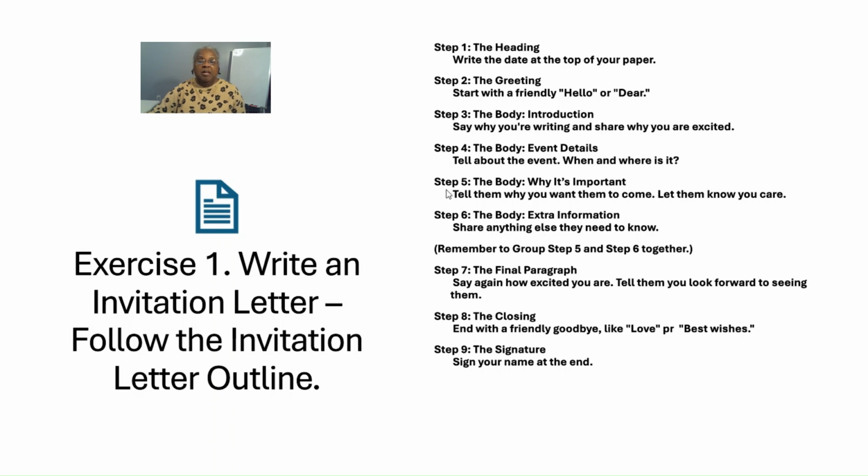Step 5, write why it's important for them to come to the event and let them know that you care. Step 6, here you will give extra information and share anything else they need to know. Remember to group step 5 and 6 together because those sentences are related.